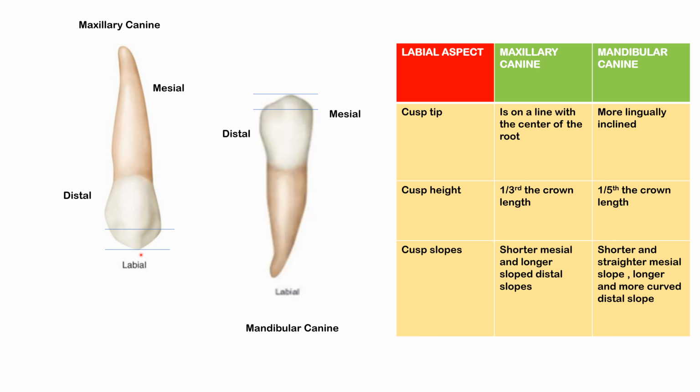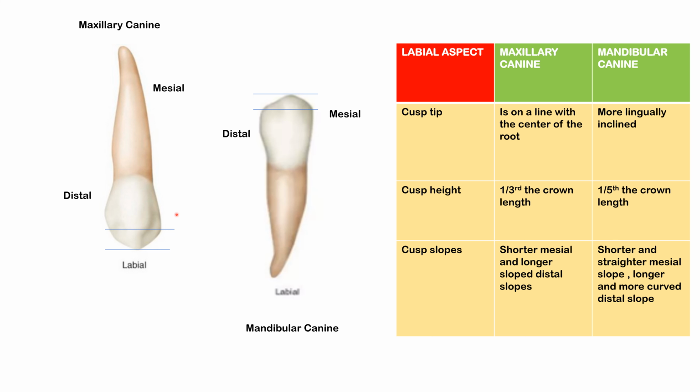Coming to the cusp tip, in the maxillary canine, the cusp tip is on a line with the center of the root, or it might be slightly present labially, but in the mandibular canine, it is more lingually inclined. Coming to cusp height, in the maxillary canine, we can see it is one third the crown length, whereas in the mandibular canine, the cusp height is approximately one fifth the crown length.